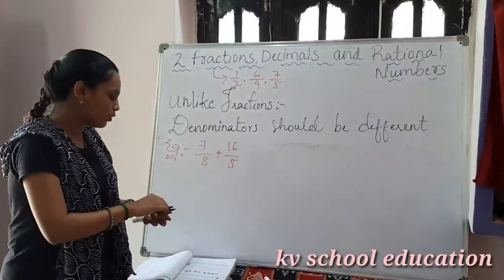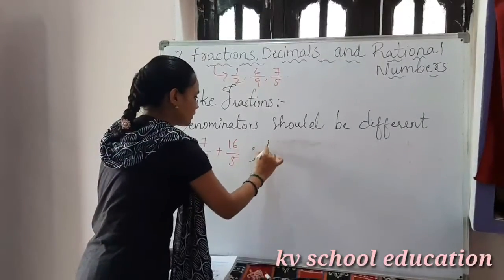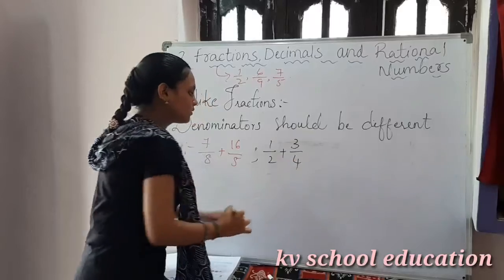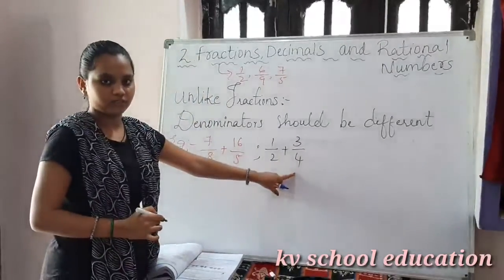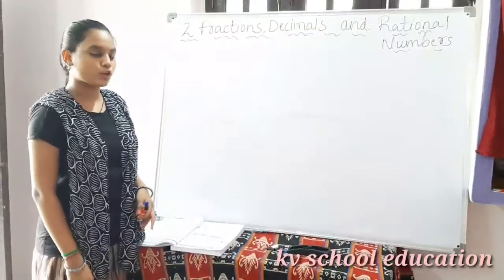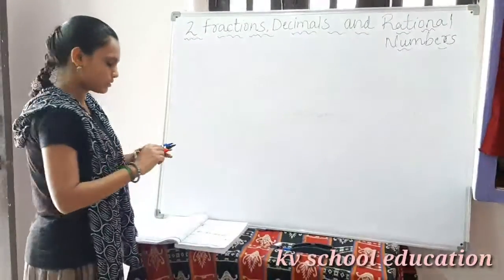Here is one more example: 1 by 2 plus 3 by 4. This is also different, 2 and 4 are different, so this comes under unlike fractions. Now the next topic is addition of fractions.